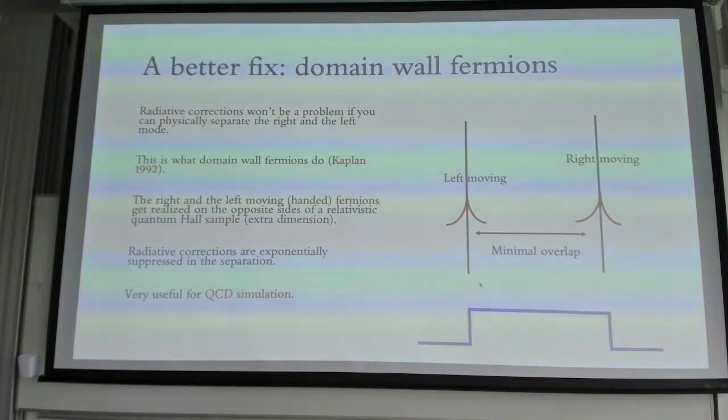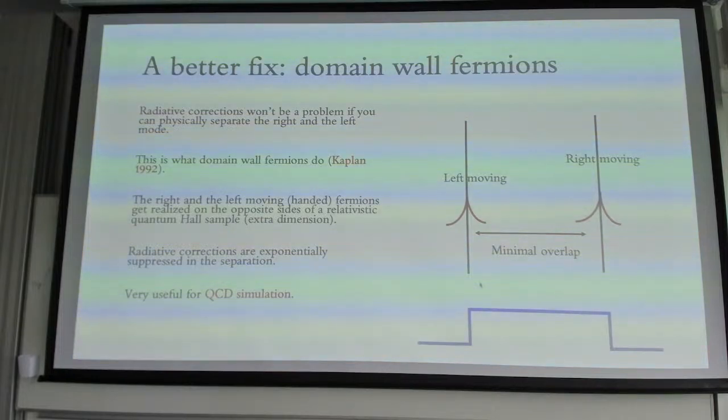So here's a better fix, which relies on the idea of domain wall fermions, which has deep connections with the quantum Hall effect. So the idea is similar. If you have a 4-dimensional theory, you extend it to a 5th dimension. So you have a 5-dimensional quantum Hall sample, and the 4-dimensional world that you want to simulate is at the boundary of this quantum Hall sample.